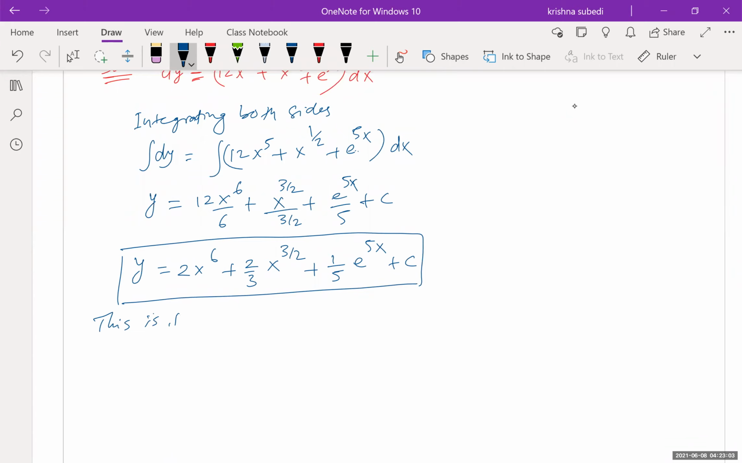This is the general solution for the given differential equation.